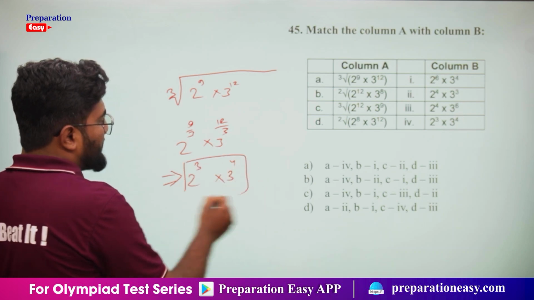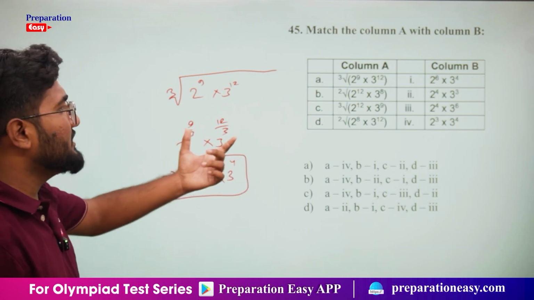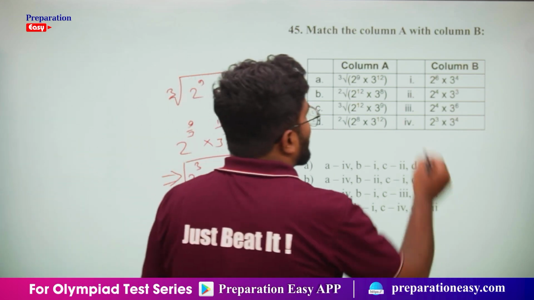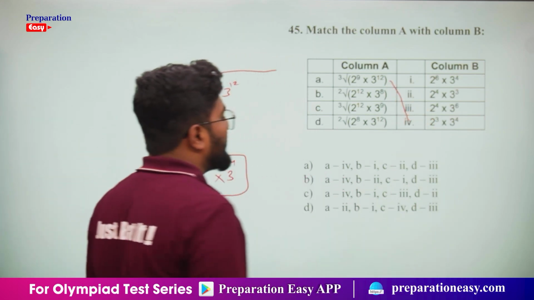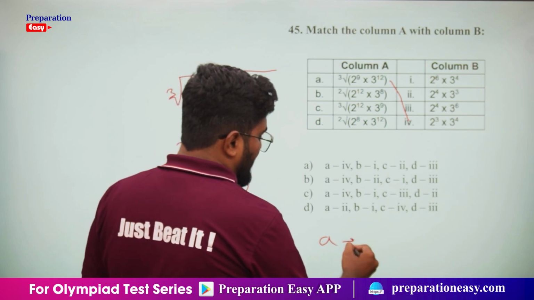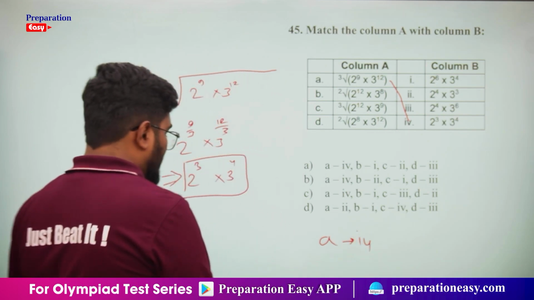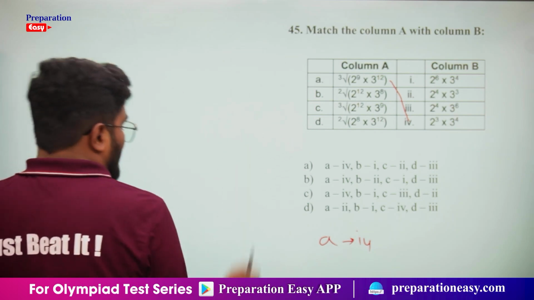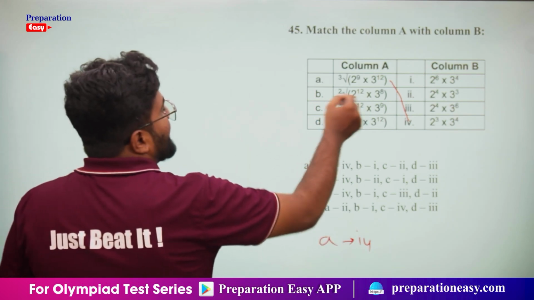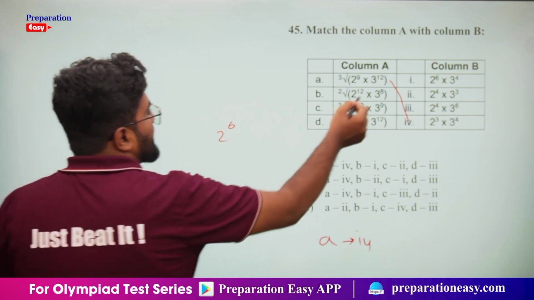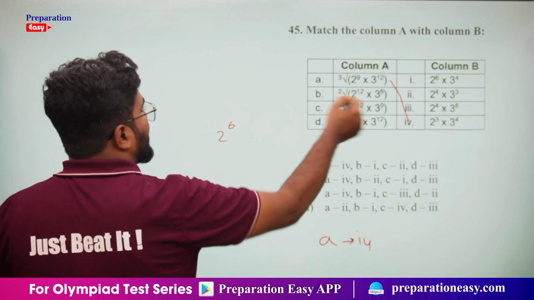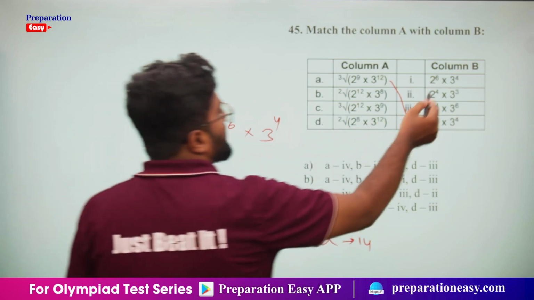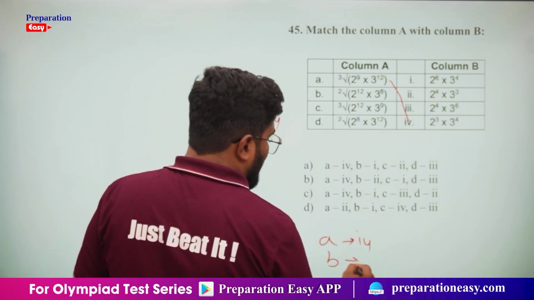So the answer of A would be 2 power 3 and 3 power 4. A would be fourth. Then similarly B, we can directly say that 12 divided by 2 is 2 power 6 and 8 divided by 2 is 3 power 4. So 2 power 6 and 3 power 4. Option A, B would be first.